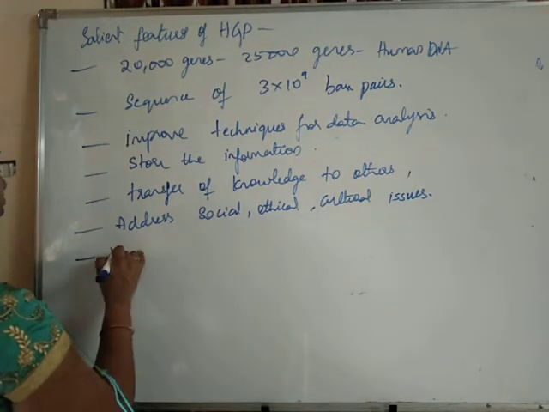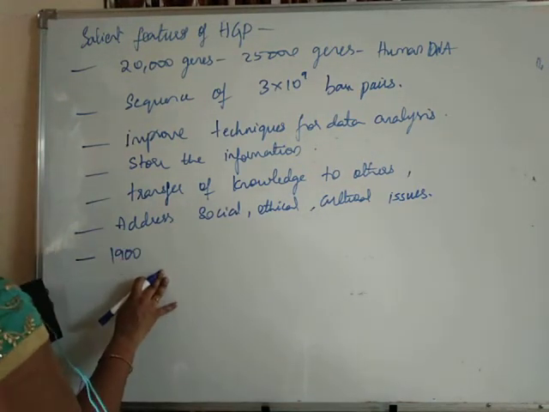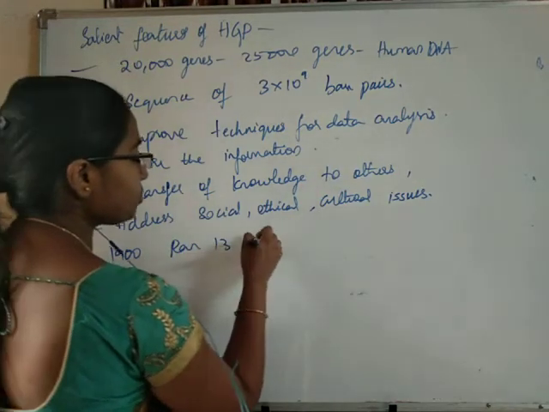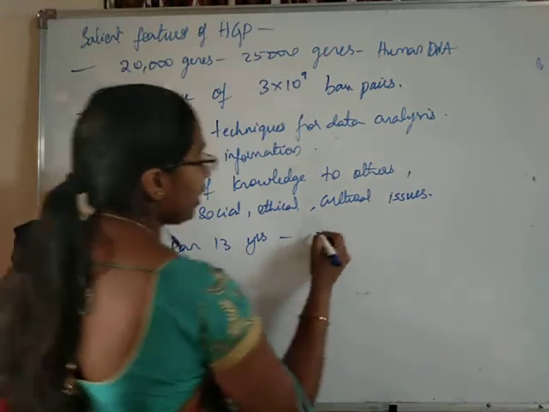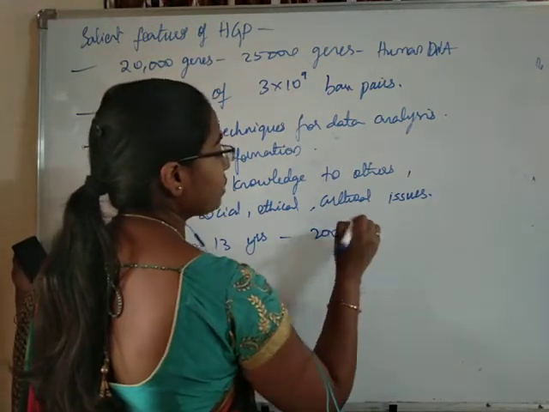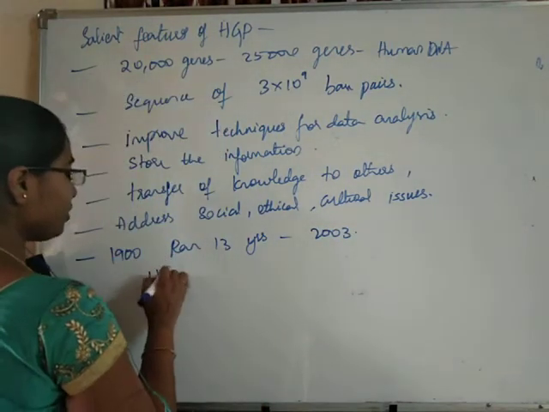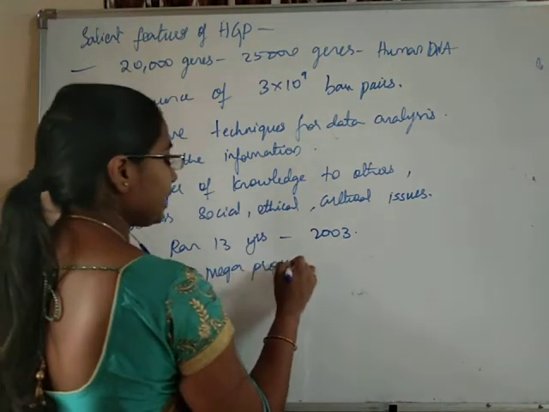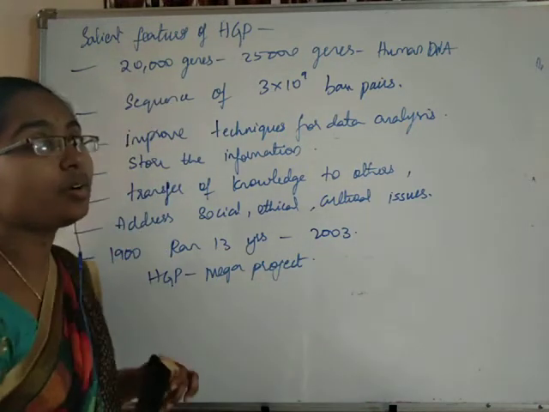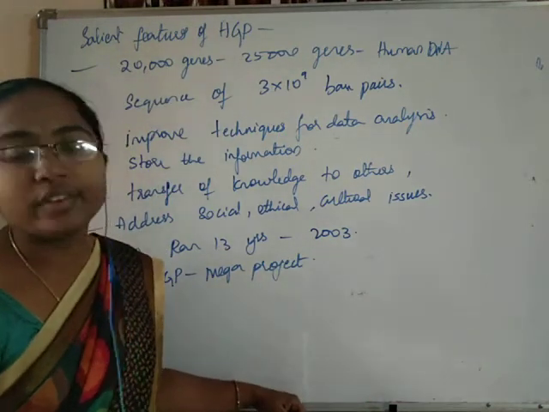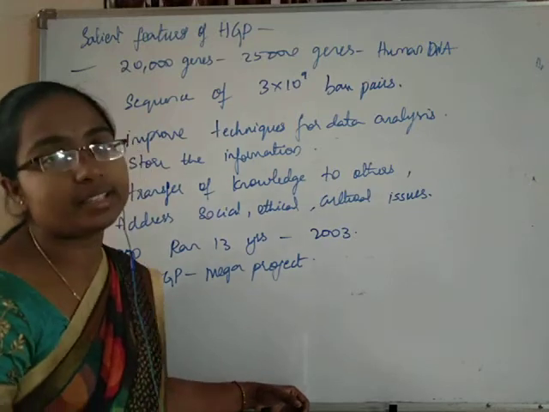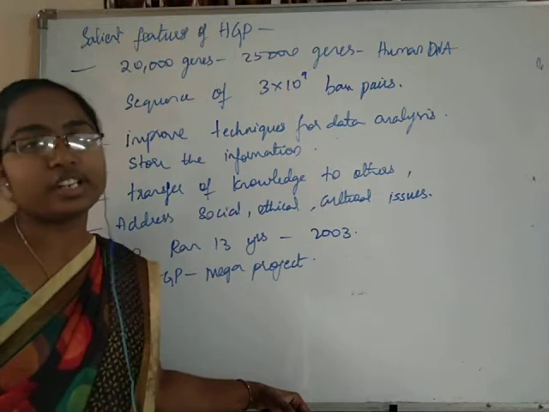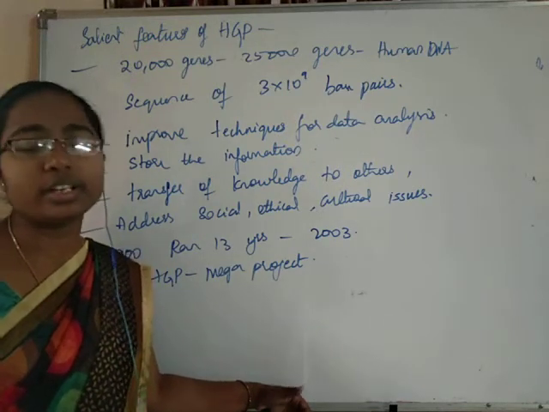As I have already told you, the Human Genome Project began in 1990. It took 13 years for its completion, and it got completed in 2003. So the Human Genome Project is also called a mega project. It is one of the very big achievements that man has made, knowing his own DNA sequences, his own gene sequences.